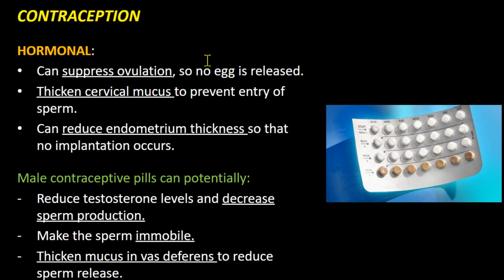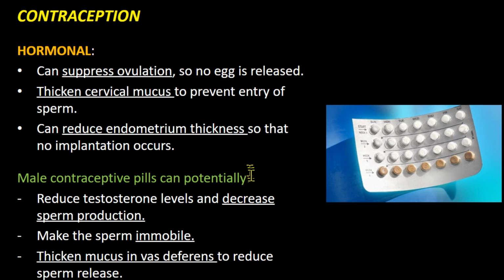Hormonal methods basically include birth control pills, and these can work in several ways. So the modes of action can include that they can suppress ovulation so that no egg is released. They can thicken cervical mucus to prevent the entry of the sperm. It can reduce endometrium thickness or stop the uterus lining from getting thicker so that there's no soil to plant the seed, so that no implantation occurs of a fertilized egg.